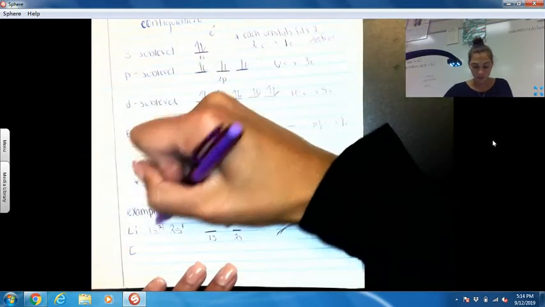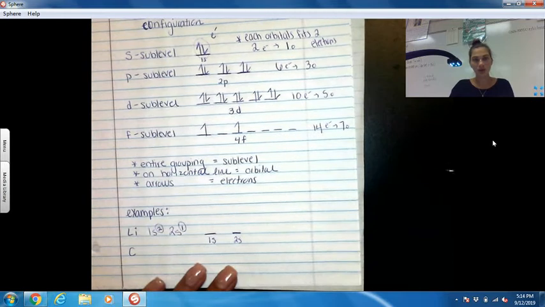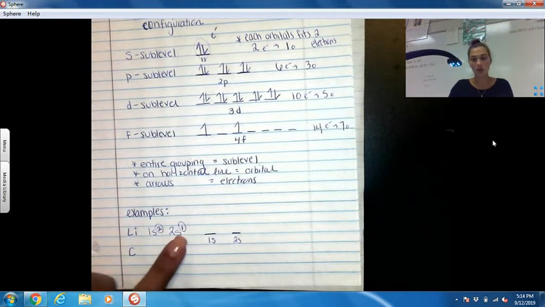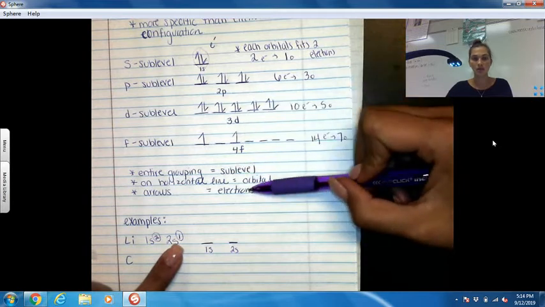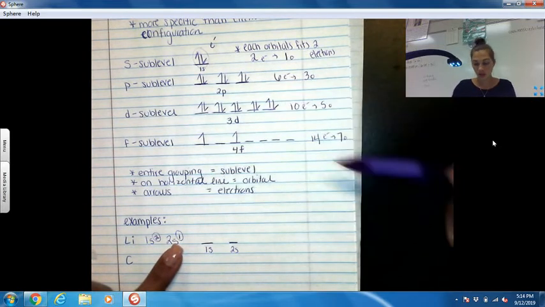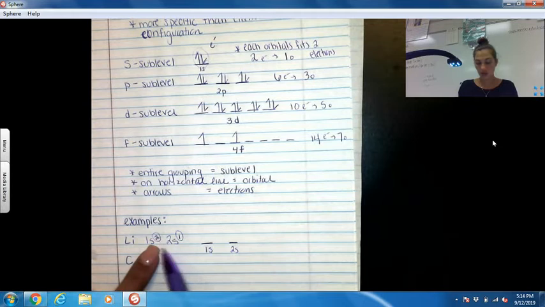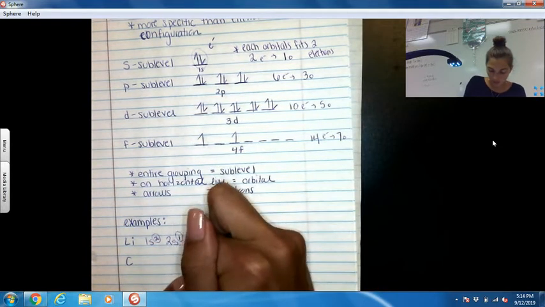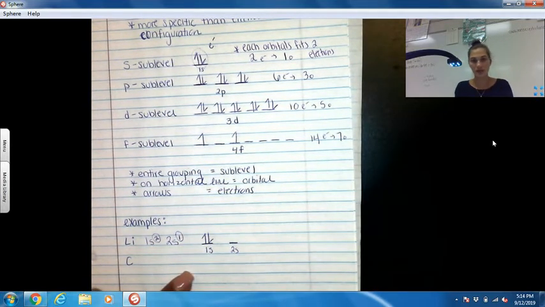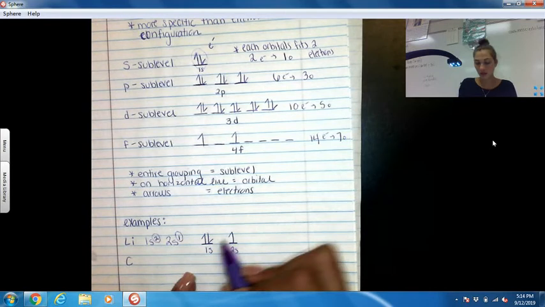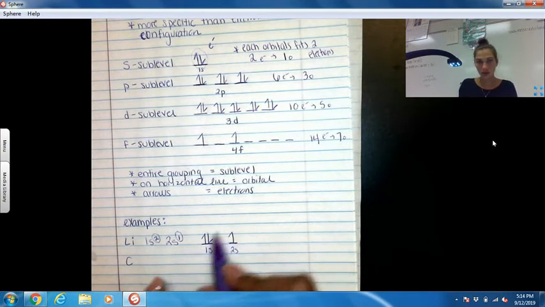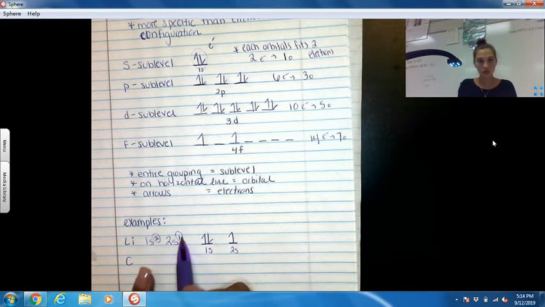Now, we talked about in electron configuration how the exponents were electrons. Well, in orbital notation, our electrons are the arrows. So if I have 2 electrons in the 1s, I put 1 facing up and 1 facing down. Then in the 2s, I have 1 electron, so it faces up. So now I have 1, 2, 3 electrons, 1, 2, 3 electrons, and I have completed lithium.